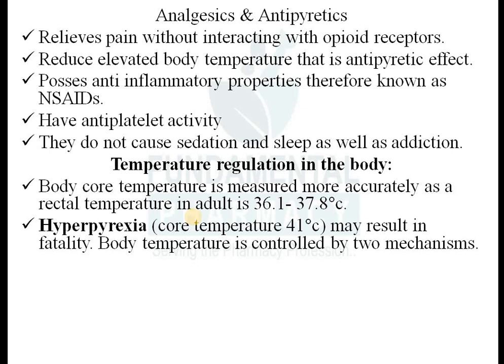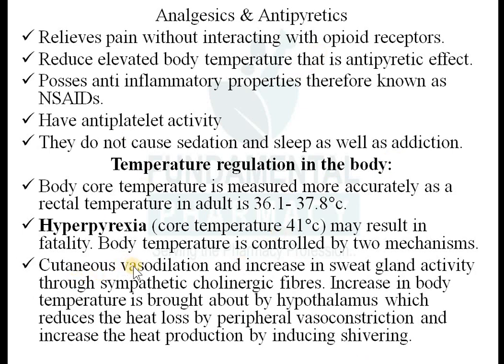So to counteract this increased body temperature, our body has its own mechanism. Body temperature is controlled by two mechanisms. What are these two? The first one is a peripheral mechanism, that is cutaneous vasodilation. जो आपकी peripheral blood vessel है वो dilation हो जाएगा उसका. So there will be cutaneous vasodilation and increased sweat gland activity. Your sweat gland will secrete sweat, and as soon as the sweat evaporates you will get a cooling effect. So it is one of the countermeasures for increased body temperature. Increase in sweat gland activity will be there through sympathetic cholinergic fibers.